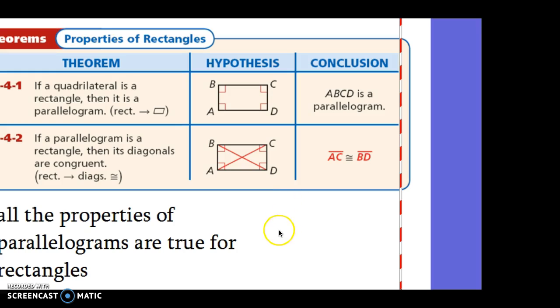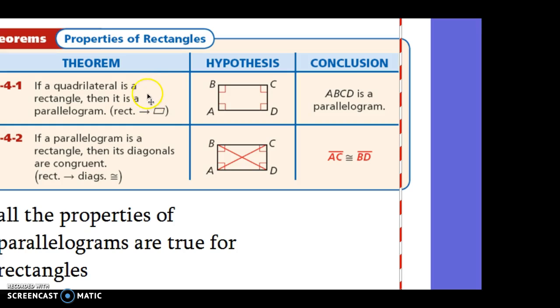There is one additional property. If we know that something is a rectangle, then its diagonals must also be congruent. Before, we had diagonals bisecting each other. Now we know that these diagonals not just bisect each other, but they're also congruent to one another. There are many applications to this that we'll see when we start to look at some of these problems. Please record down the properties of a rectangle.